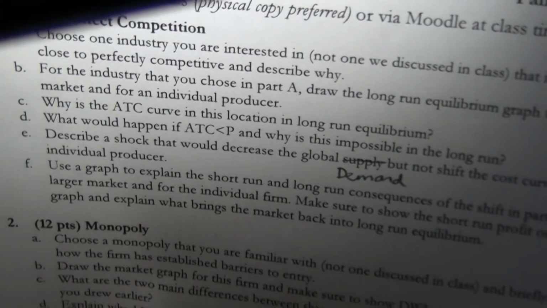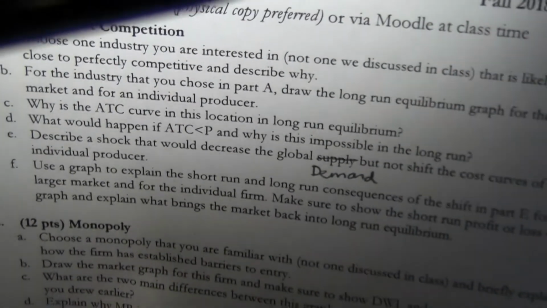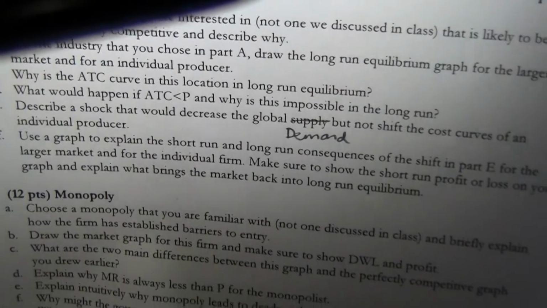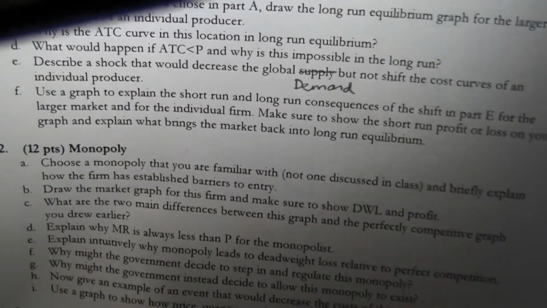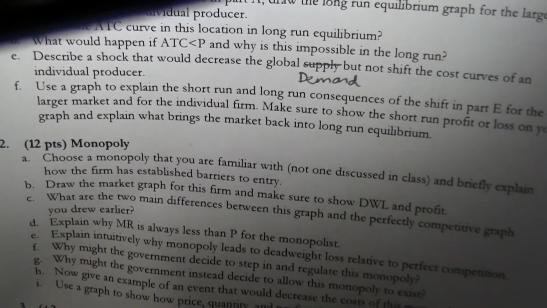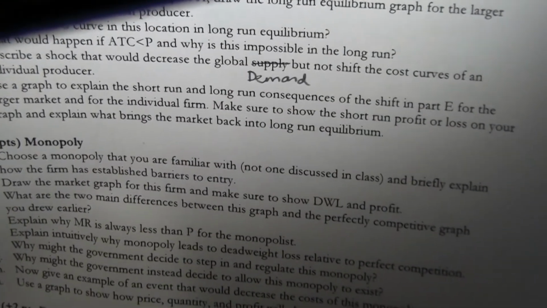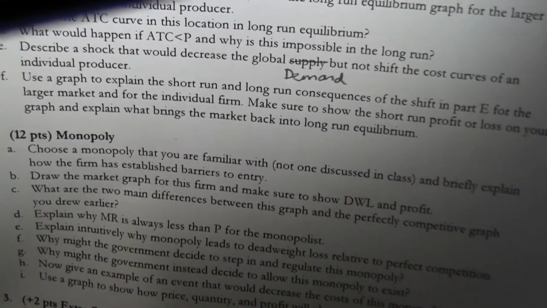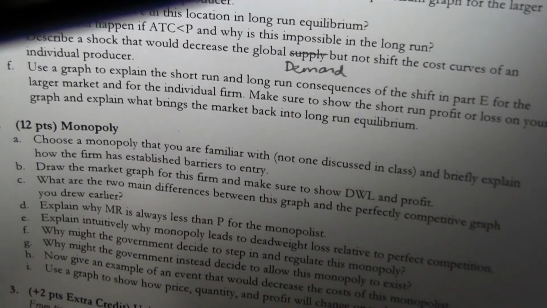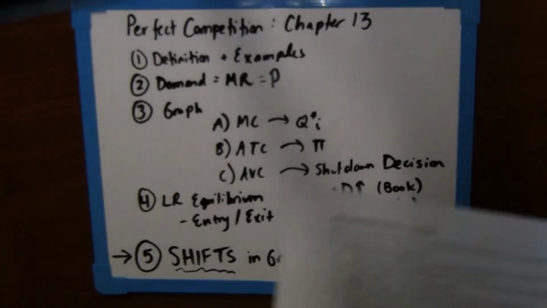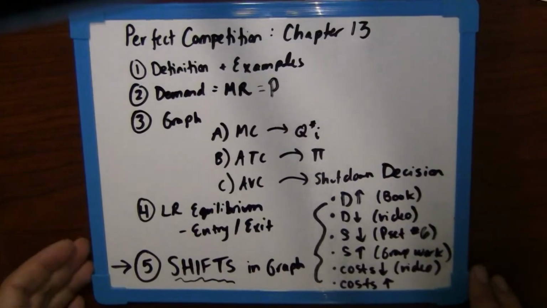And then part F. Use a graph to explain the short run and long run consequences of the shift in part E for the larger market and for the individual firm. Make sure to show the short run profit or loss on your graph and explain what brings the market back into long run equilibrium. So that's the question that we're answering right now.